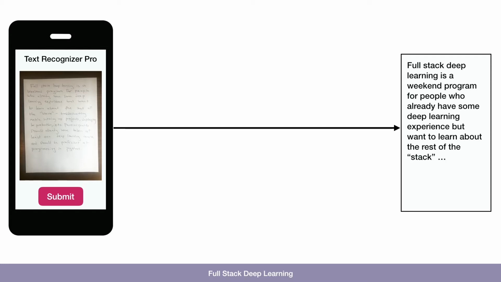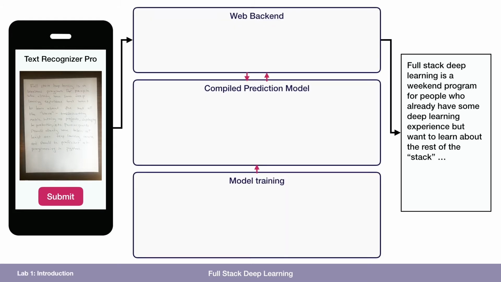So suppose that we're building an app, and that app is called Text Recognizer Pro, right? The goal of this app is you want to take a picture of a piece of paper that has some text on it, and then your user presses the submit button, and they should get back just a paragraph of text that corresponds to what they wrote on the page. Okay, so how are we actually going to approach this problem?